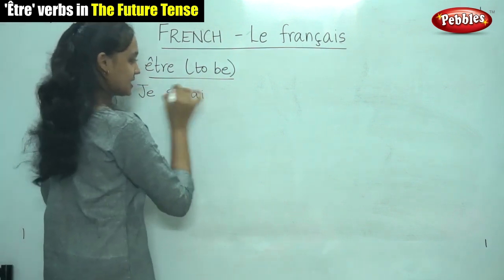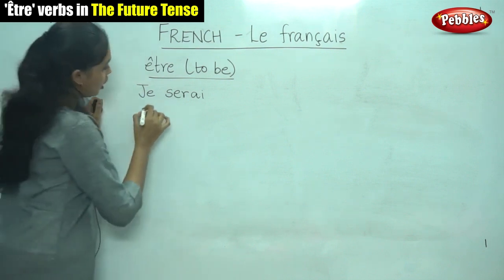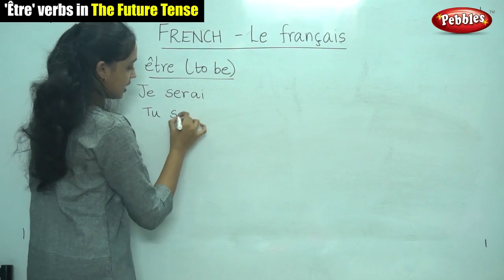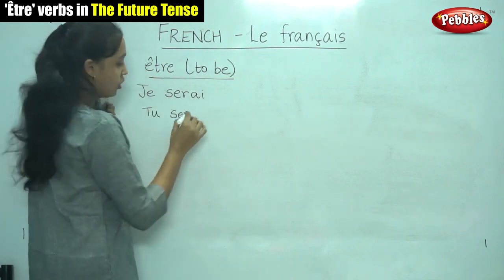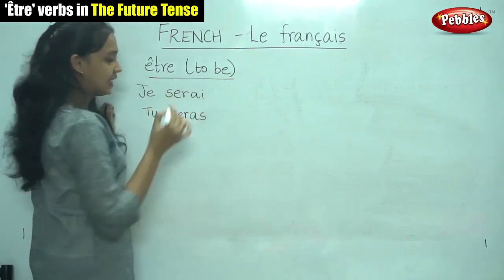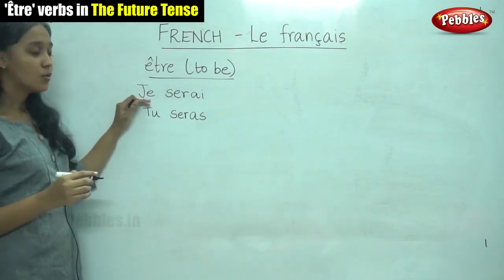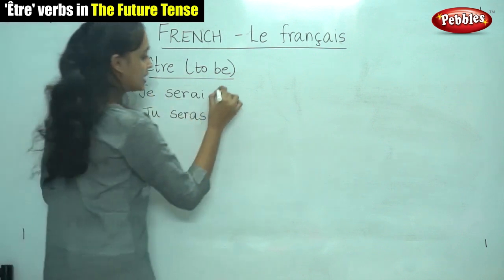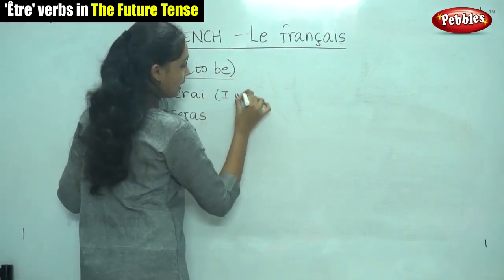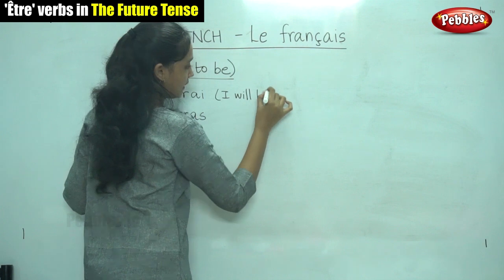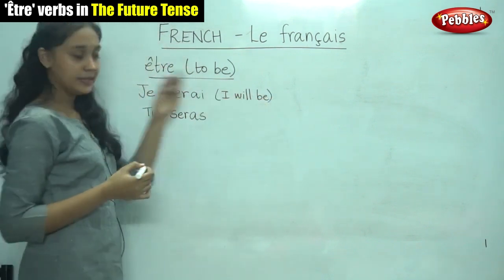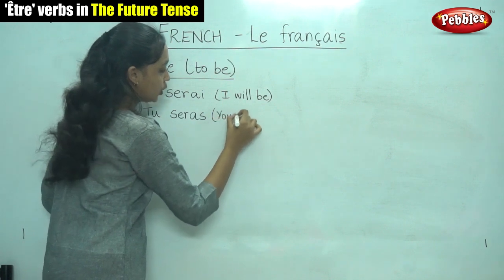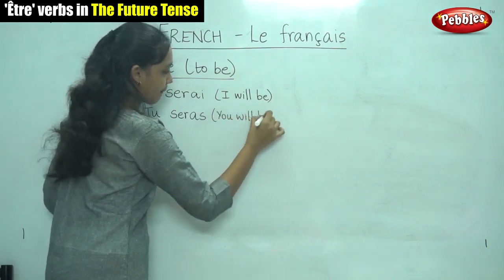For je, it is AI. For tu, we write the stem followed by the ending AS. So what does je serai mean? Je serai means I will be. Tu seras means you will be.